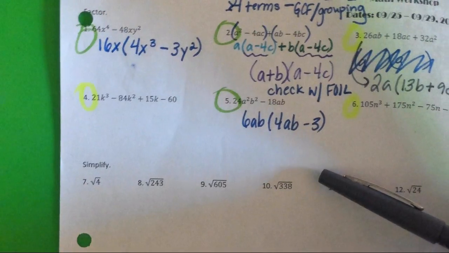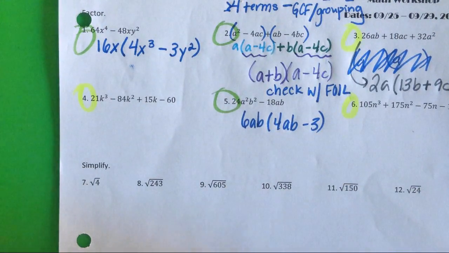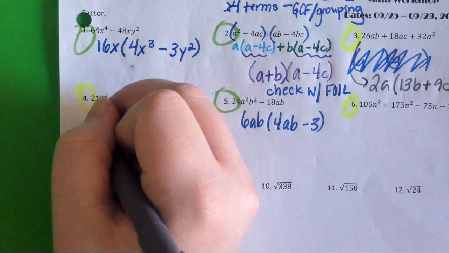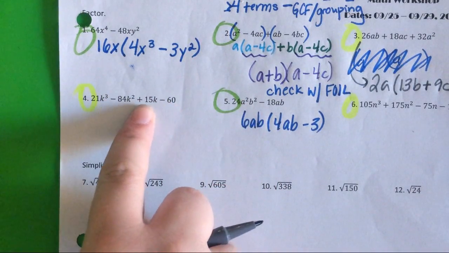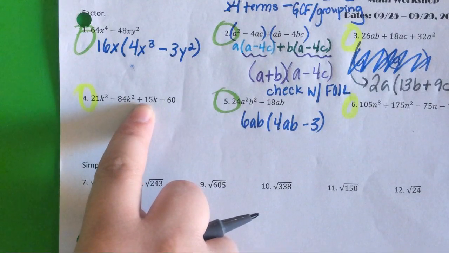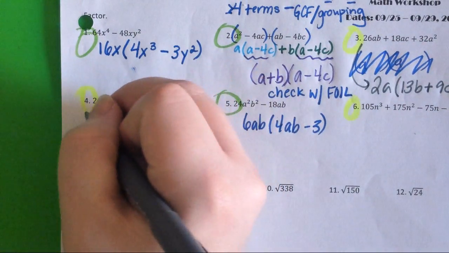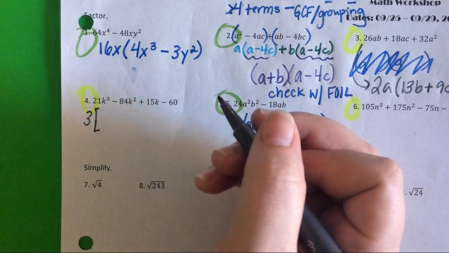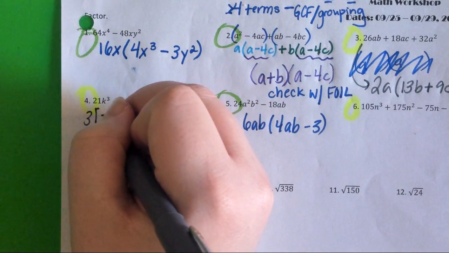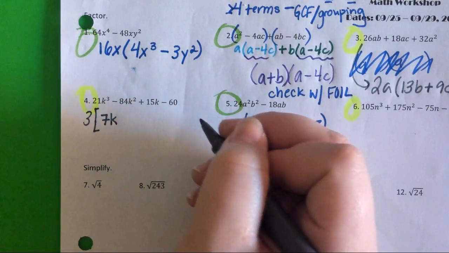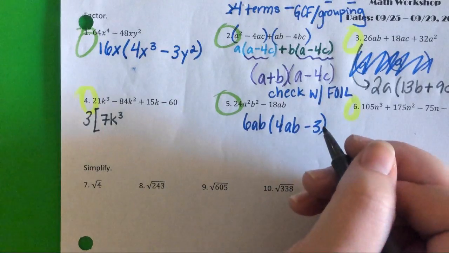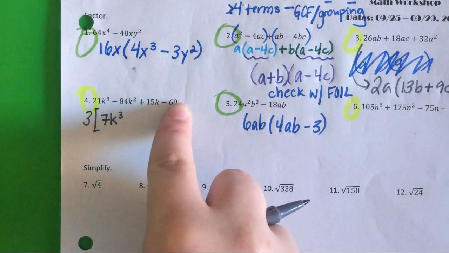Number 4, how many terms are there? 4. Okay, so I'm assuming Ellie tried to pull out a GCF. Was there a GCF? Yeah. What was it? 21. 21 pulled out of everybody? Yes. 21 pulled out of 15? No. 3. Yeah, I think 3. So if you have 3, then what would be left? And it's 7k to the third, because I can't pull out a k since that last term doesn't have a k.